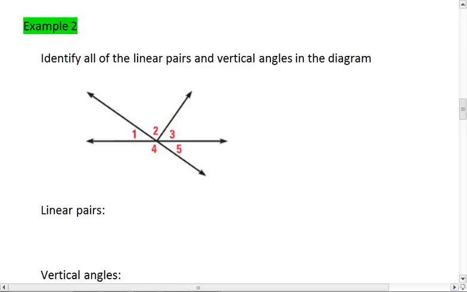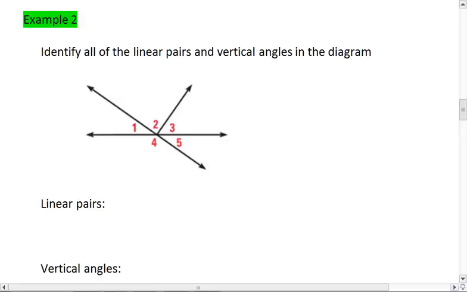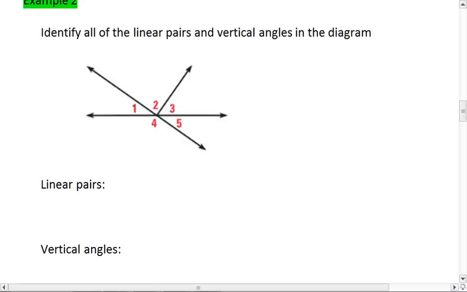Example 2, identify all of the linear pairs and vertical angles in the given diagram. Okay, let's look for linear pairs first. When you're looking for linear pairs, look for a straight line. We'll deal with this straight line first. Now we have this ray coming off, which means angle 1 is linear with 2 plus 3. But that doesn't actually have a linear pair because we're looking for only 2 angles. So the fact that this straight line gets divided by 2 rays up top doesn't work.